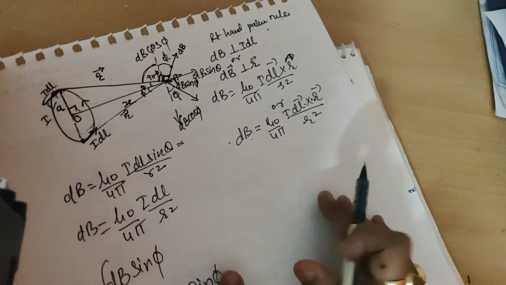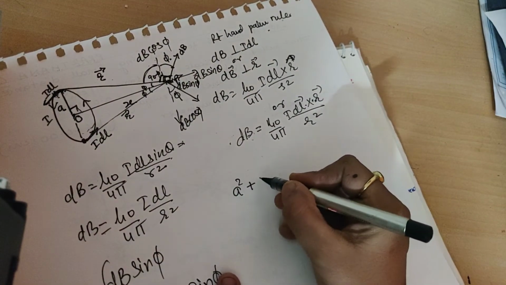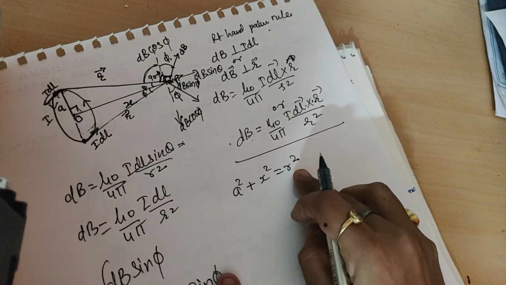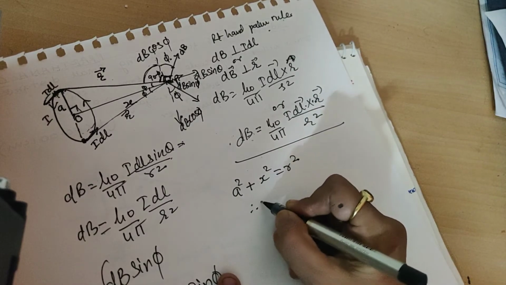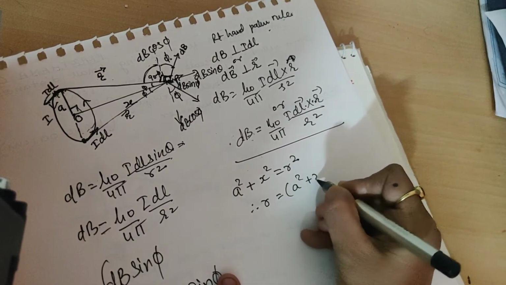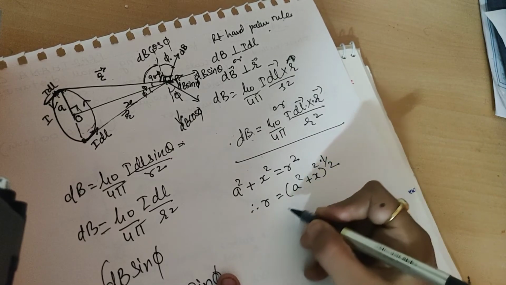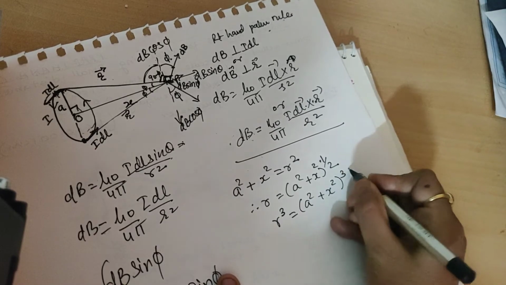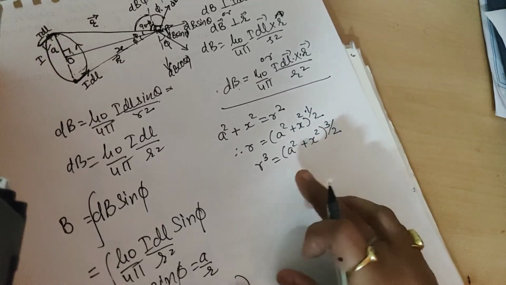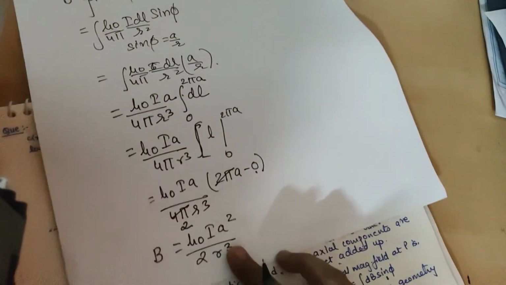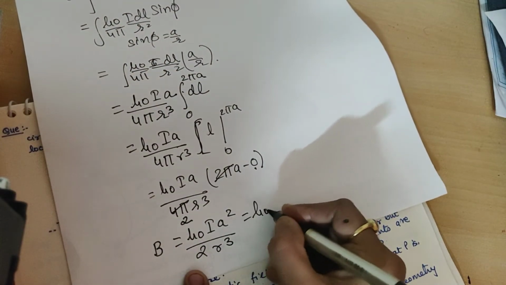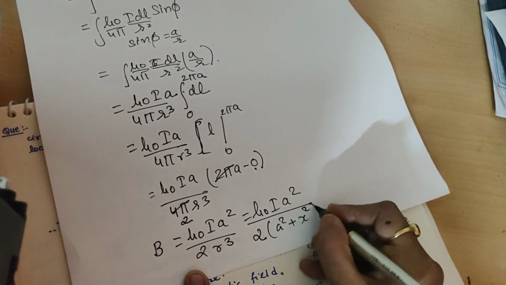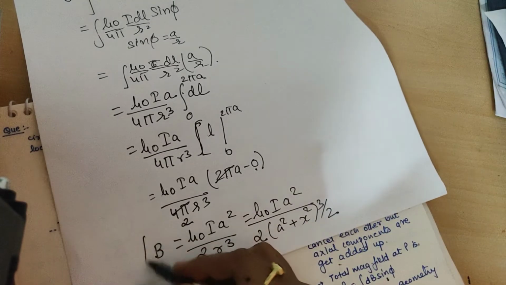So can I write a square plus x square is equal to r square? Therefore r is equal to a square plus x square raised to 1 by 2. If I want the cube, I take the cube on both sides. So this becomes a square plus x square raised to 3 by 2. So replace r cube in this equation: B is equal to mu naught I a square upon 2 times a square plus x square raised to 3 by 2. So this is the required answer.